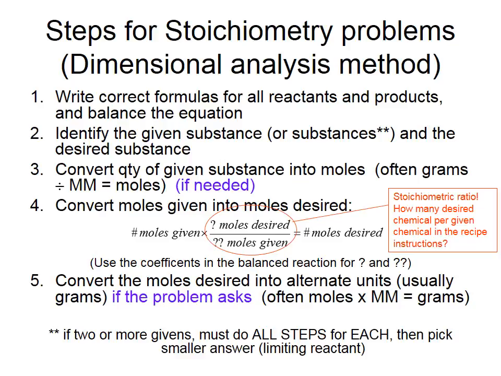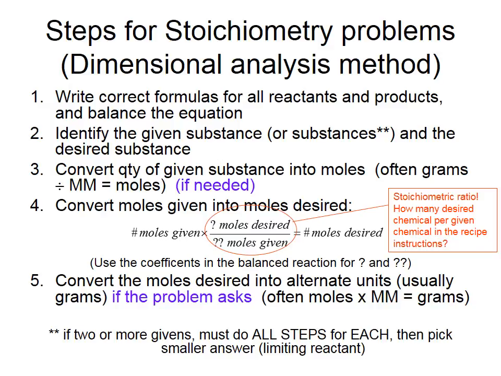So the general steps, and this will work for every stoichiometry problem. First, make sure you have good chemical formulas for the reactants and products and have a balanced equation, because if you don't have the right equation, the right formulas, and the right coefficients, nothing else is going to be right. And then look at what information you're given. Generally, you're given how many grams of a reactant you have. And you have to figure out what it is that you're trying to figure out. So what is the desired substance in this problem?